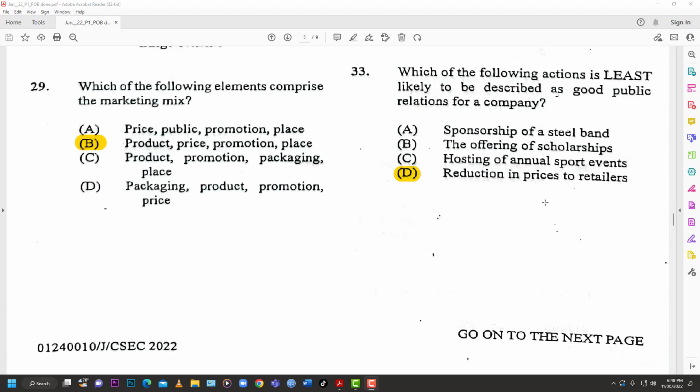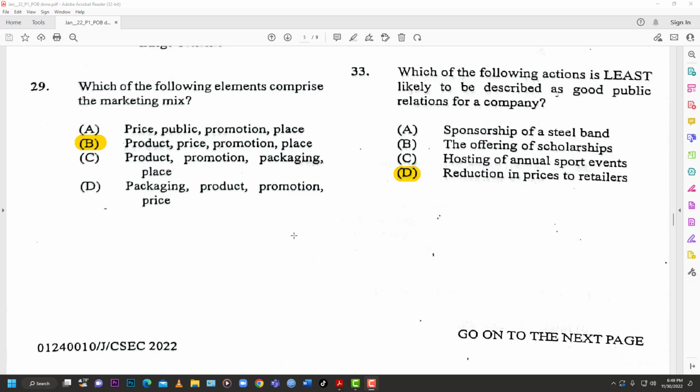33. Which of the following actions is least likely to be described as good public relations for a company? Remember, PR is making the company look good in the eyes of the public, right? So which is least likely to be described as good public relations for a company? Although D might seem, D is not too bad. That's why the question said least likely, right? That's not part of PR. That would be part of marketing, because pricing would be a part of marketing. So the best answer is D.